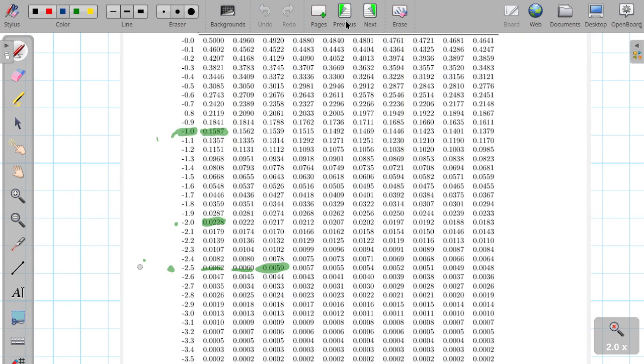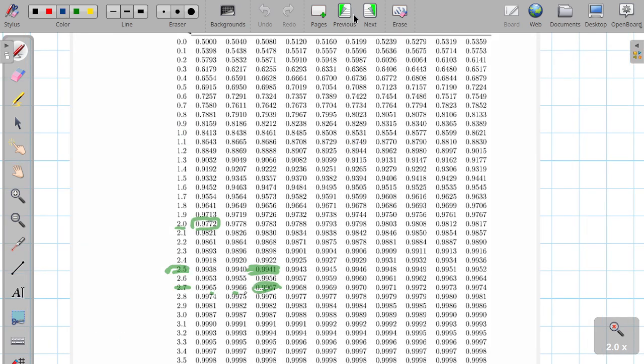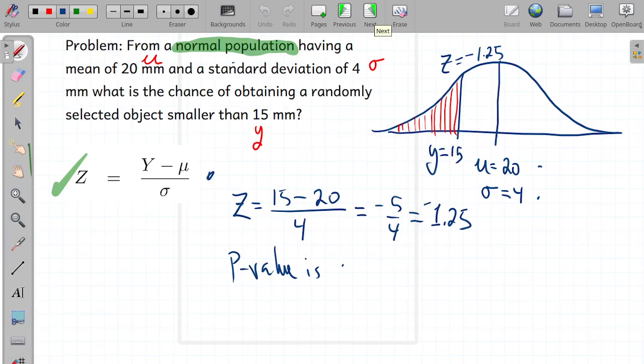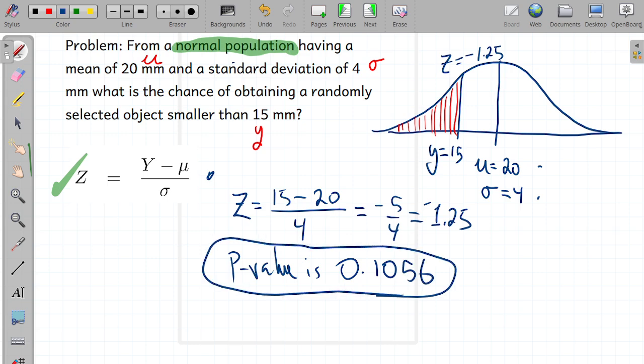So we want negative 1.25. So here's negative 1.2. This is 0, 1, 2, 3, 4, 5. So our answer then is this guy right there. That's kind of dark. Let's get that out of there. There we go. We're interested in that. 1056. That's our answer. So let's go back and write that in. 0.1056. That's our p-value. Pretty easy, isn't it?